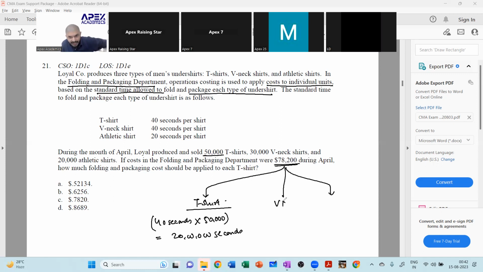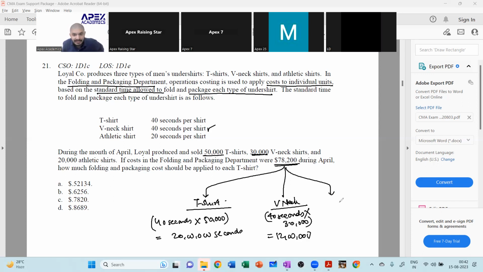Then I go to V-neck. V-neck takes me another 40 seconds to fold. How many such V-necks I have? 30,000, boss. Yes or no? So 40 multiplied by 30,000. 12 lakh seconds worth of work.